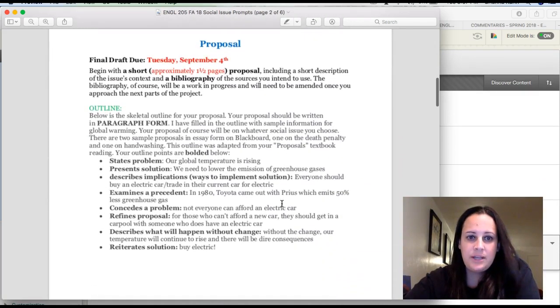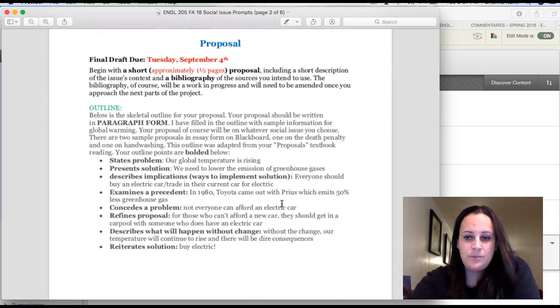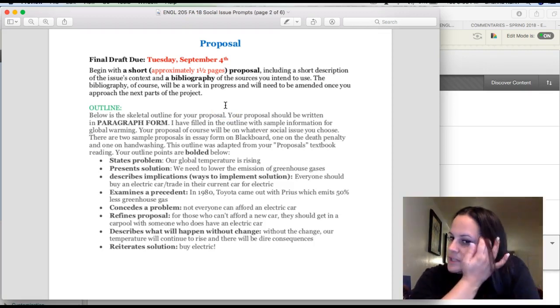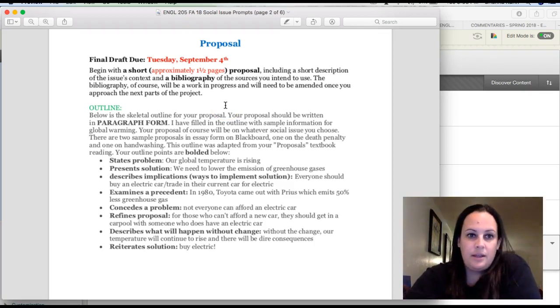So the first thing that you're going to do is write a proposal for your social issue. The proposal is going to be 1.5 pages. It's going to include a short description of the issue's context and a bibliography of the sources you intend to use. The bibliography, of course, will be a work in progress and will need to be amended once you approach the next parts of the project.